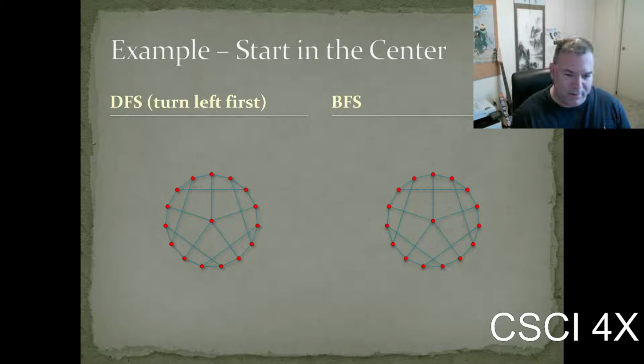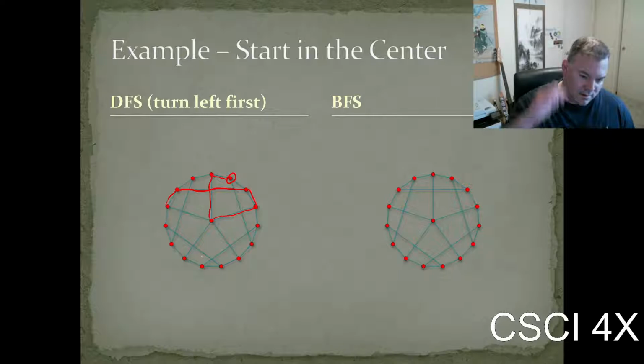Okay, so if we start here, then for DFS we go left, and then we make a left turn, and then a left turn, and then a left turn, then another left turn. Then normally we'd make a left turn here, but we've already been to that one. The key thing that stops you from going into an infinite loop is that you check to see which nodes you have processed already. And we've already processed that one, so we don't go to the left.